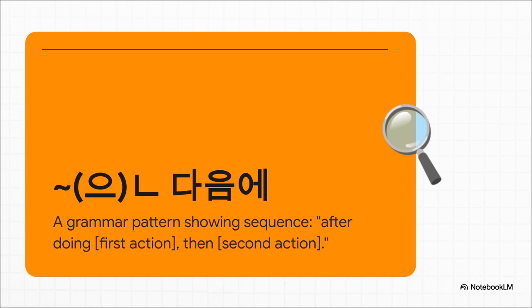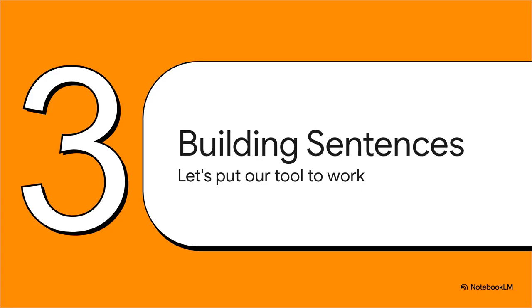은 다음에. You know, its job is super simple, but it's also incredibly powerful. It just tells you that the first action is totally finished before the second one even starts. The key thing to remember? It's all about the order. First this happens, then that happens. Simple as that.